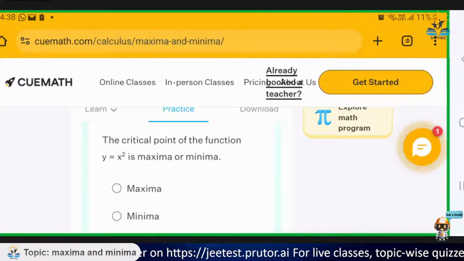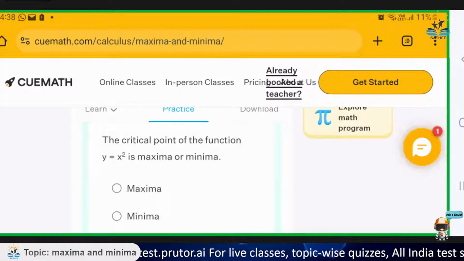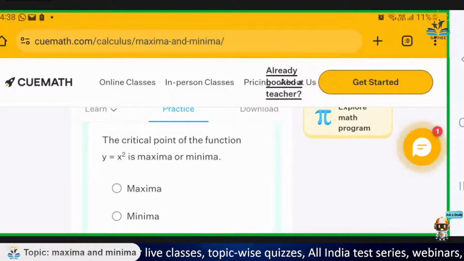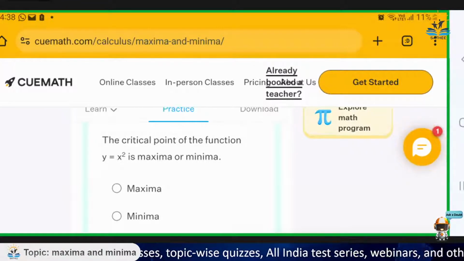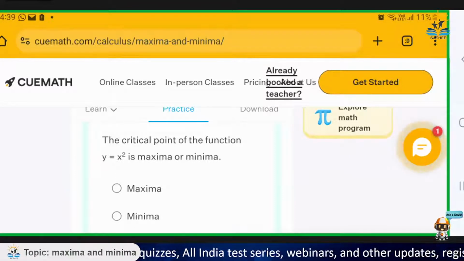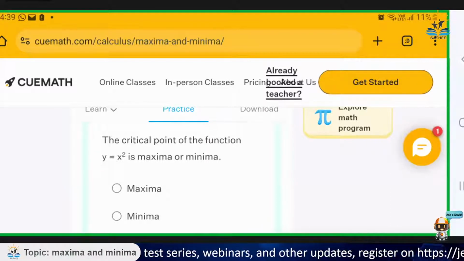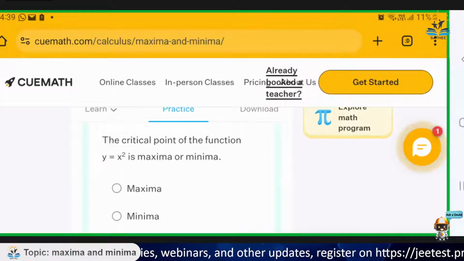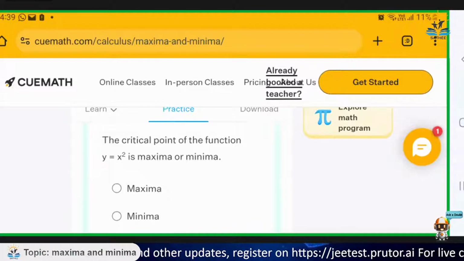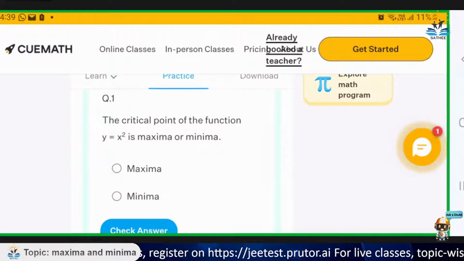Now to know whether the point x is equal to 0 is a maxima or a minima, let us see it by the sign of f dash x, how it changes. So f dash x is 2x, and we see that 2x for the values of x less than 0 is negative, and 2x is positive for the values of x greater than 0. So the sign of f dash x changes from negative to positive. This suggests that the point x is equal to 0 is a point of minima.